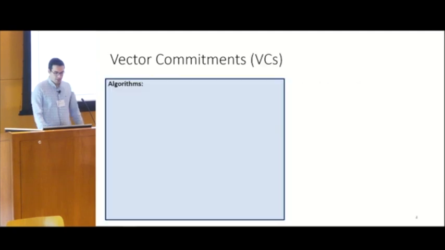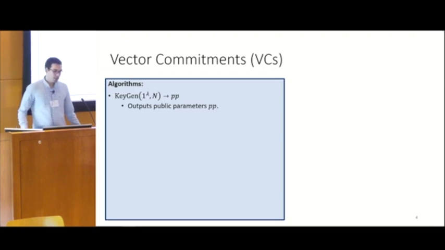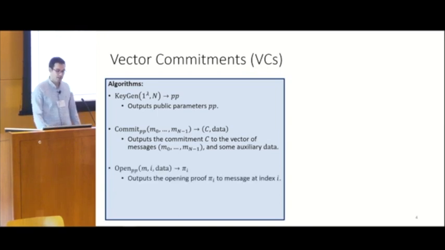And before I answer that question, I would like to give a brief introduction to vector commitments. So they are characterized by typically 4 algorithms. So the first one is the key generation algorithm that takes in a security parameter and the size of the vector, and it outputs some public parameters. So all of the following algorithms will be parameterized by these public parameters. The second and the most well-known one is the commit algorithm that takes as input a vector of messages and outputs a commitment to this vector, so the name the vector commitments, and some auxiliary data.